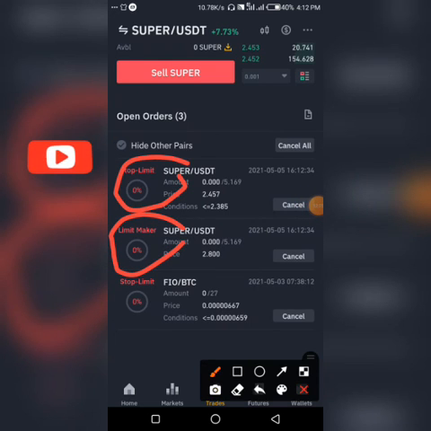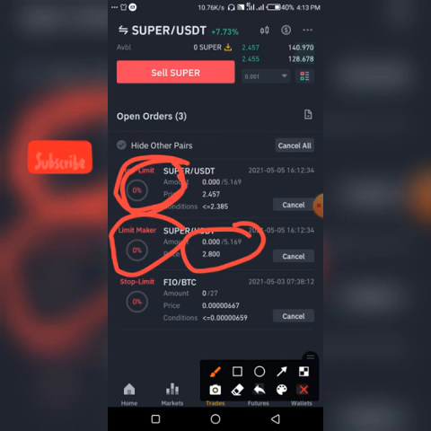So if the price is increasing and it gets to 2.800 first, it will sell. But if it does not increase and it starts decreasing instead, that is in this stop limit. Once the price gets to 2.38, it will sell for you. Do you understand it? So that is just it for OCO.